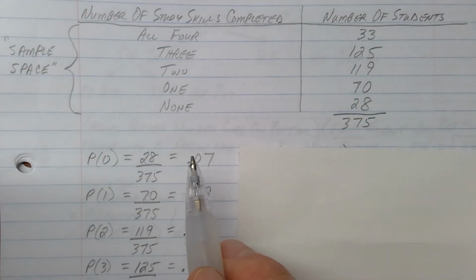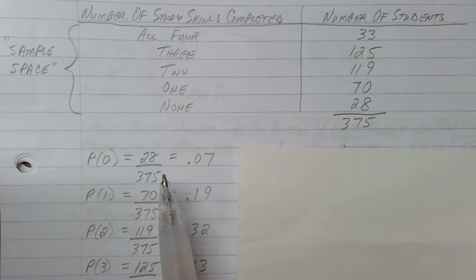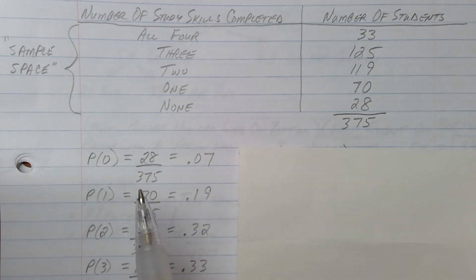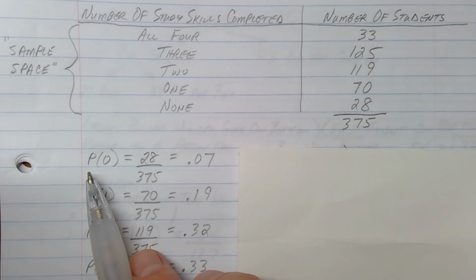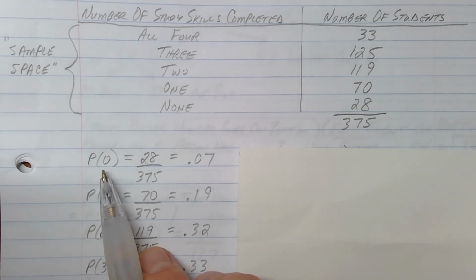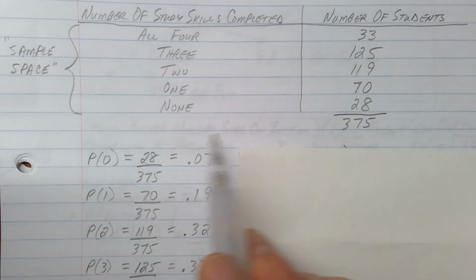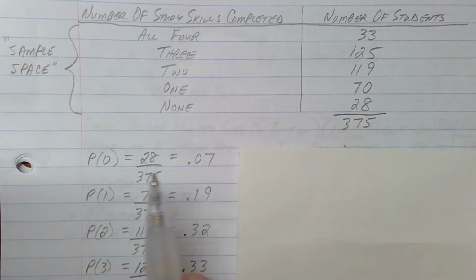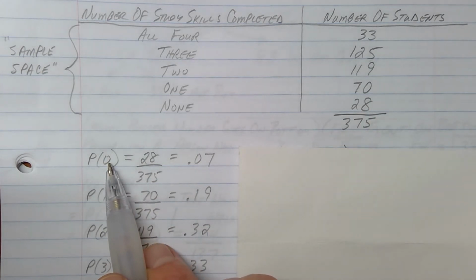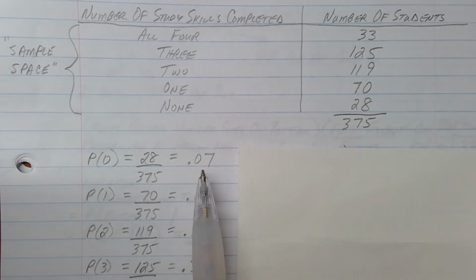All right, so let's calculate some relative frequencies is all we're doing. What's the probability that I grab a student at random, and that random student does 0 of the study skills? Well, there were 28 out of 375 that said they did 0 study skills. That's about 7% when we round this to 2 decimal places.